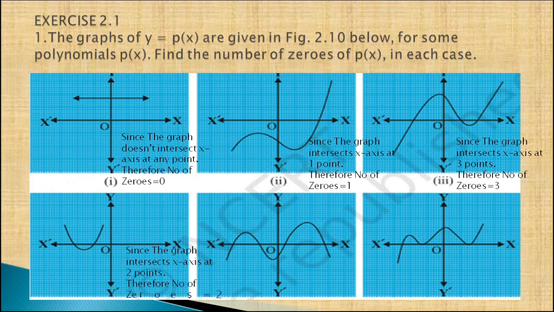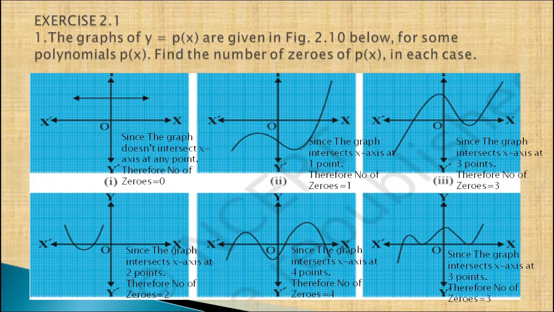Fourth question, here the graph is intersecting 2 times, so the number of zeros is 2. Here the graph is intersecting the x-axis at 4 points, therefore the number of zeros is 4. And the last, the number of zeros is 3 because the graph is intersecting 3 times, 1, 2, 3.